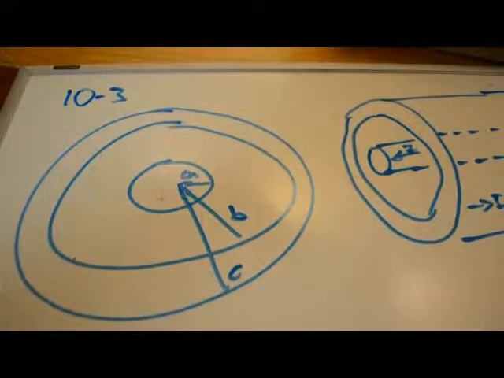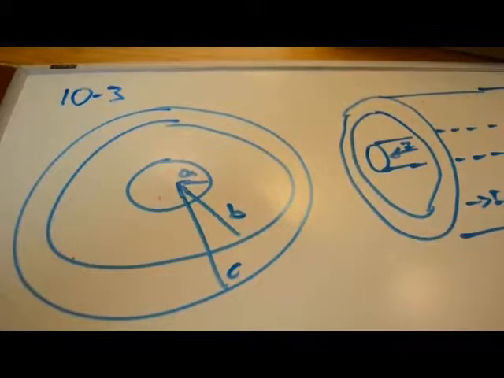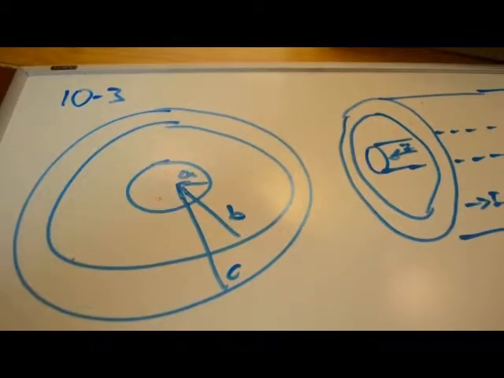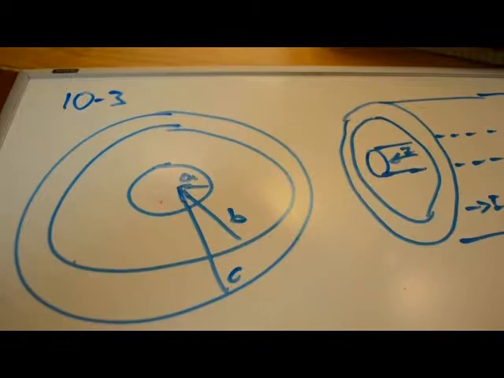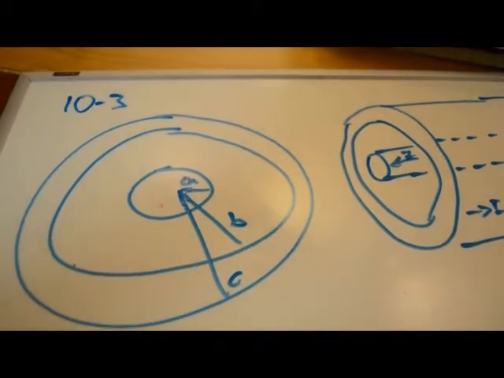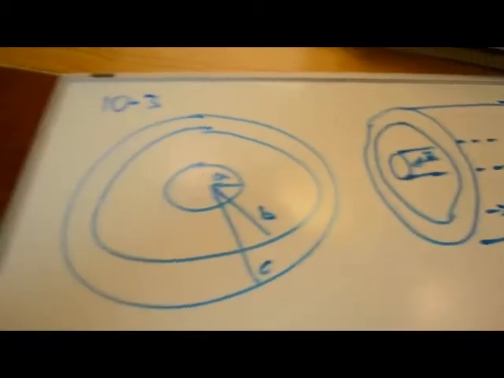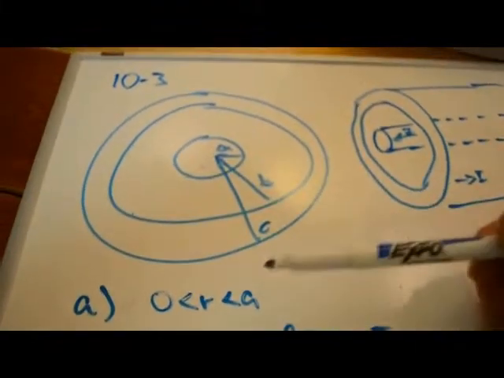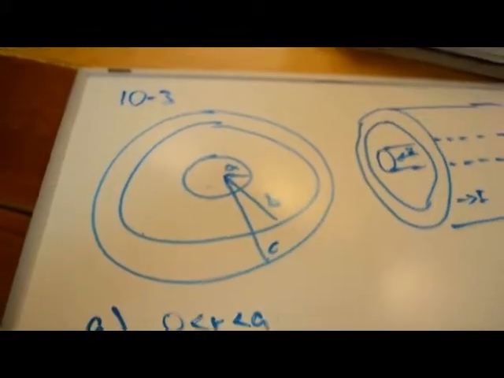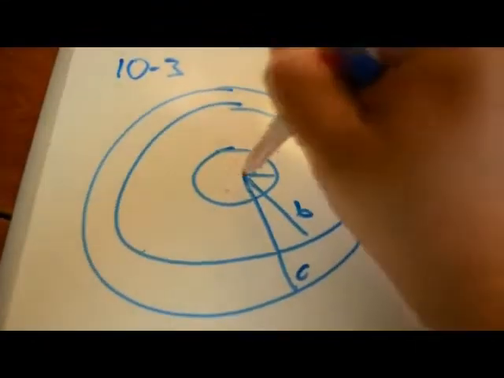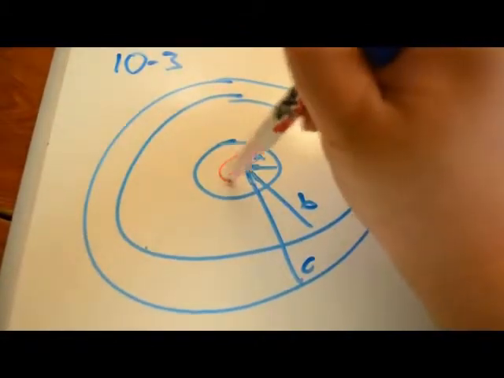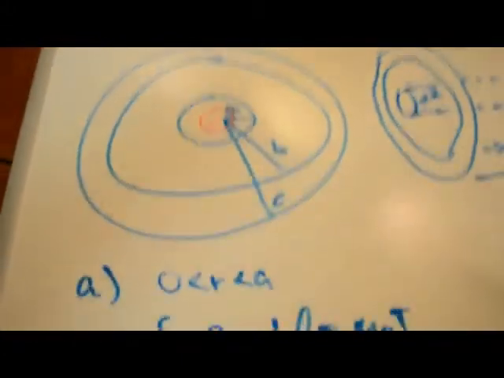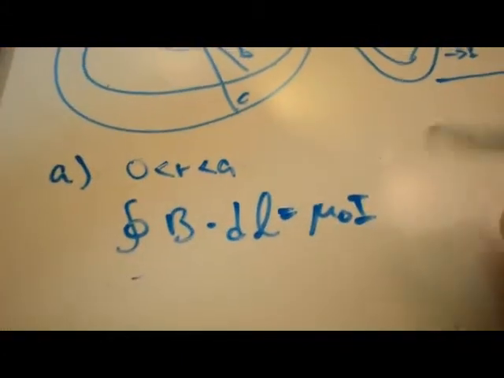This is problem 10-3. For part A, you have to use Ampere's law to determine the magnitude of the magnetic field at a distance r from the axis. In the first part, your radius is between 0 and A, so it will be somewhere inside the central cylinder. So here's Ampere's law.